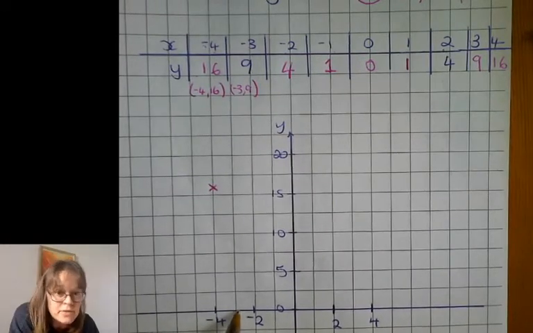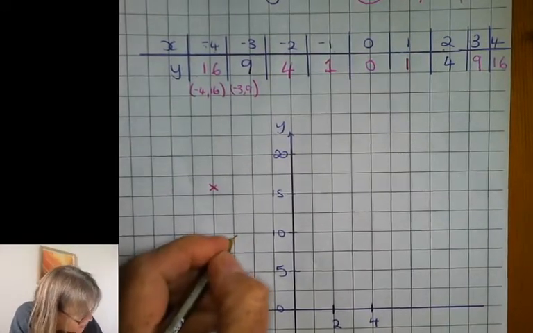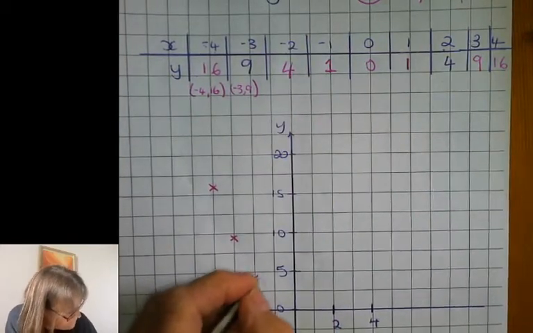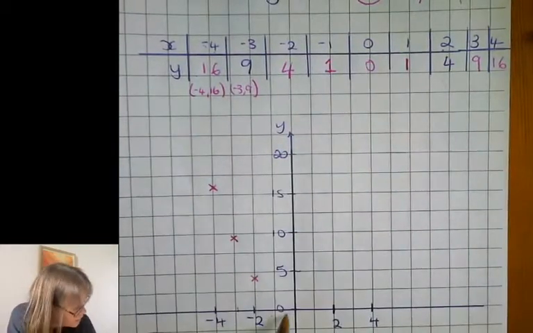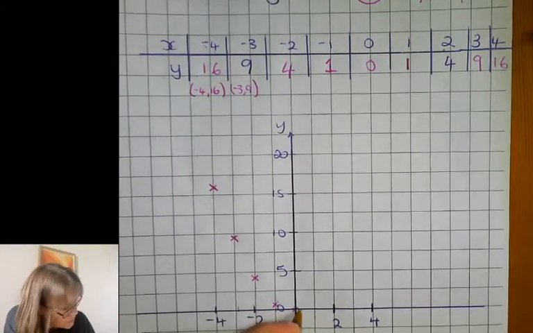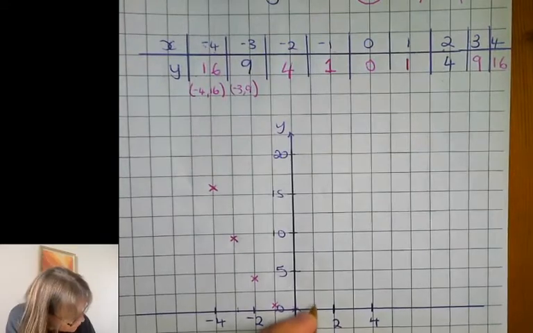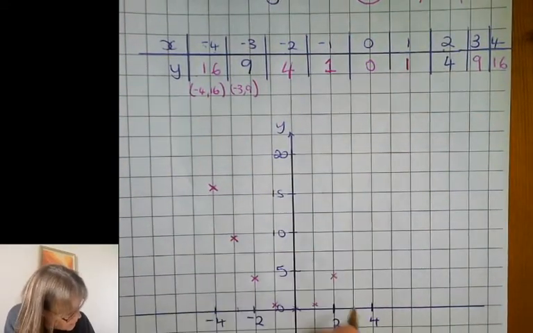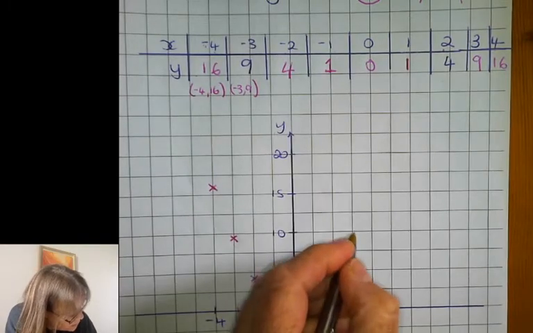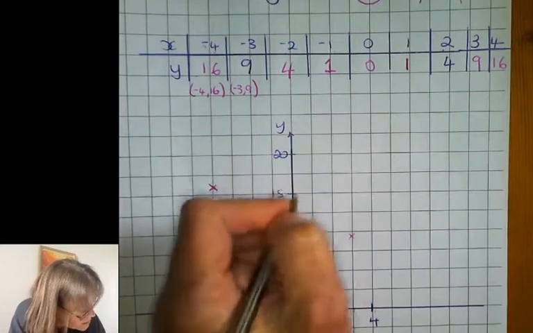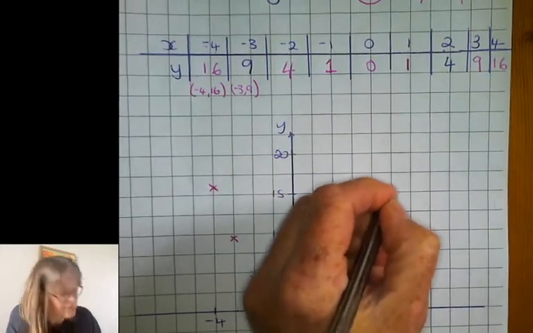So negative 3 and 9, minus 2, 4, minus 1, 1, and 0, 0, 1, 1, 2, 4, 3, 9, and 4, 16.